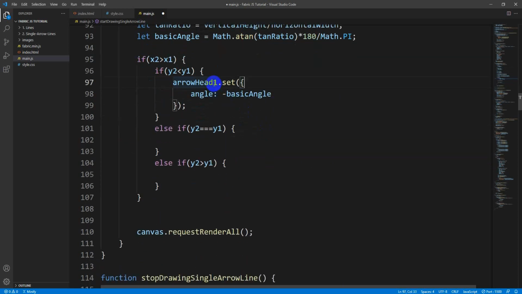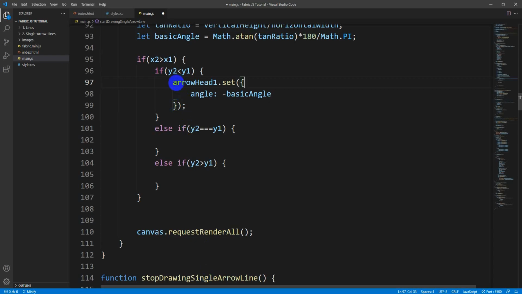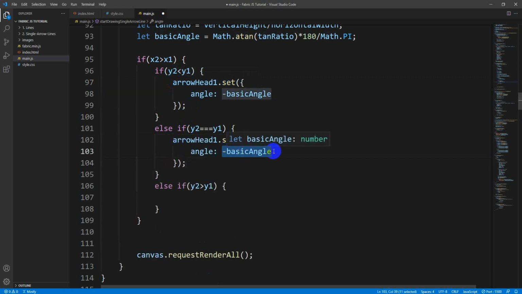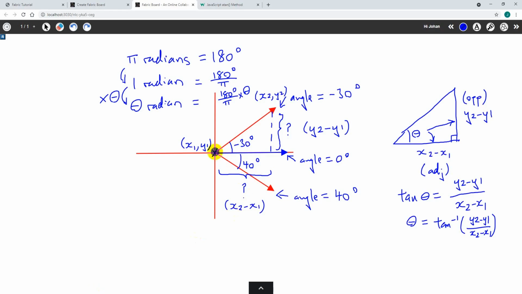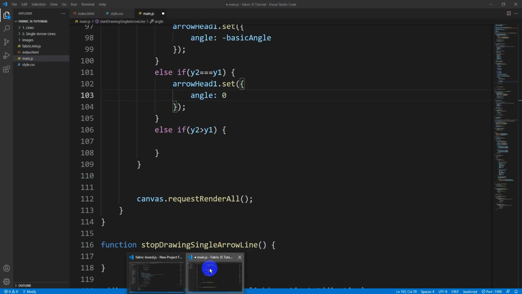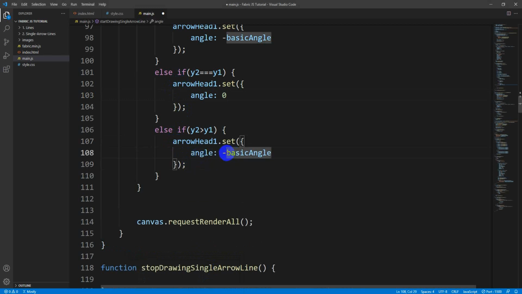Okay, so for the arrowhead, when it's in the first quadrant, the angle is the negative basic angle. Now when y2 is equal to y1, so it means the blue line over here, as you can see, the angle must be 0 degrees. So we can say the angle here should be 0. Now what about y2 greater than y1? So for this line over here, the angle is positive. So the arrowhead here would just be positive.